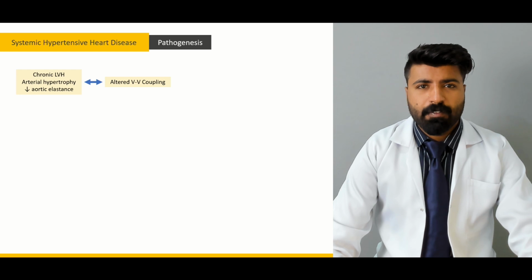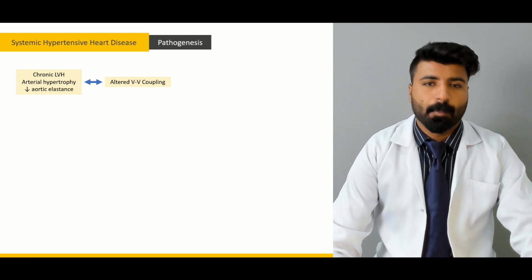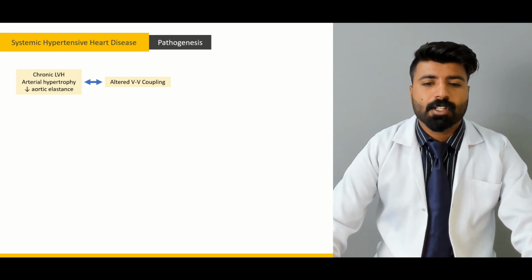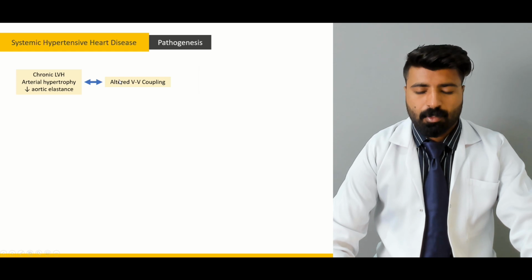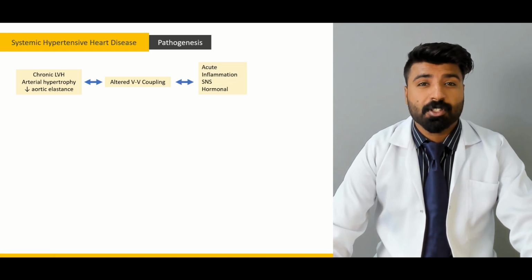So what is VV coupling? Ventricular vesicular coupling of the ventricle. That's what it's called, VV coupling. So it will go altered. Next on, we'll have acute inflammation, the sympathetic nervous system will come on, and hormonal effects will go on.